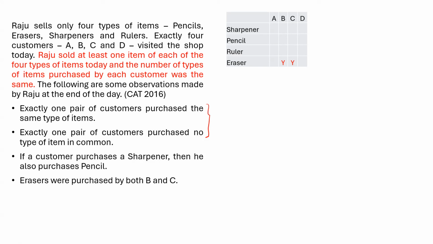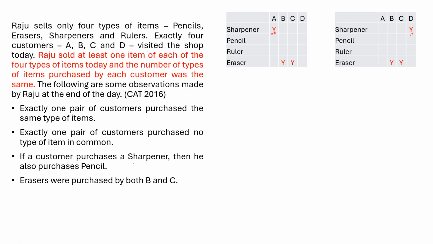Also, it says Raju sold at least one item of each of the 4 types. Now that means sharpeners cannot come here, because if sharpener comes here, then pencil also has to be there. So this will become sharpener, pencil, eraser. This will also become sharpener, pencil, eraser. So sharpener cannot come in both of these places. Sharpener can be either here or at D. So let's mark this. Either sharpener can be here or sharpener can be here.